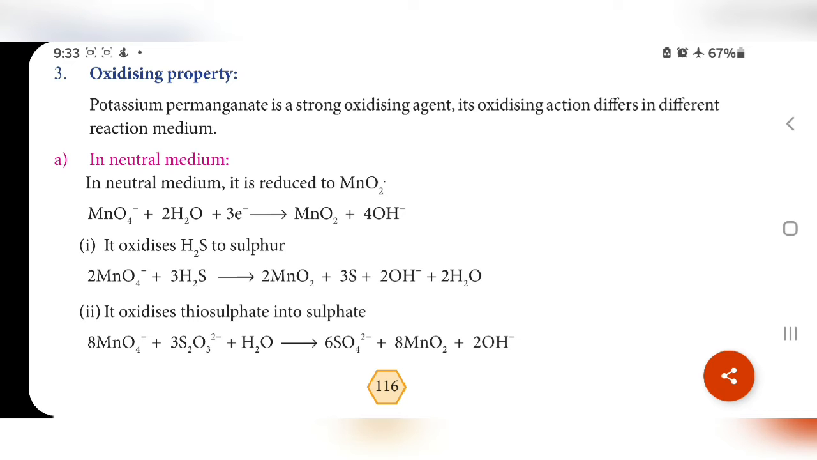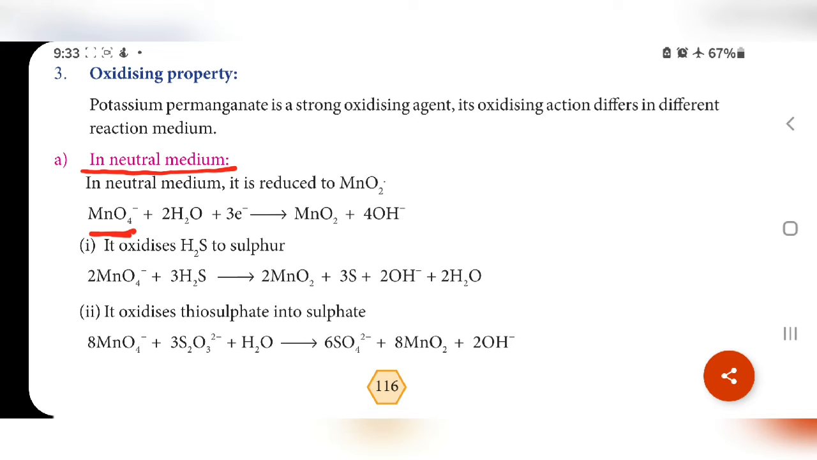So, oxidizing property: potassium permanganate acts as a strong oxidizing agent. Its oxidizing action differs in the different reaction medium. First, we are going to concentrate only on neutral medium. In neutral medium, it is reduced to MnO2. See this reaction: permanganate ion MnO4 minus reacts with water and with electron, and is converted into MnO2 plus 4OH minus.